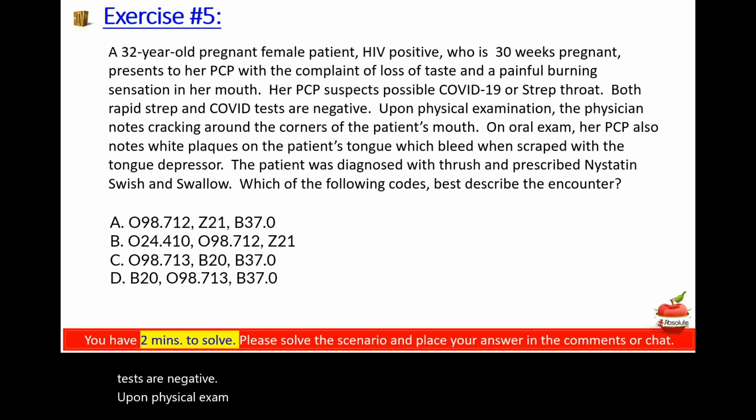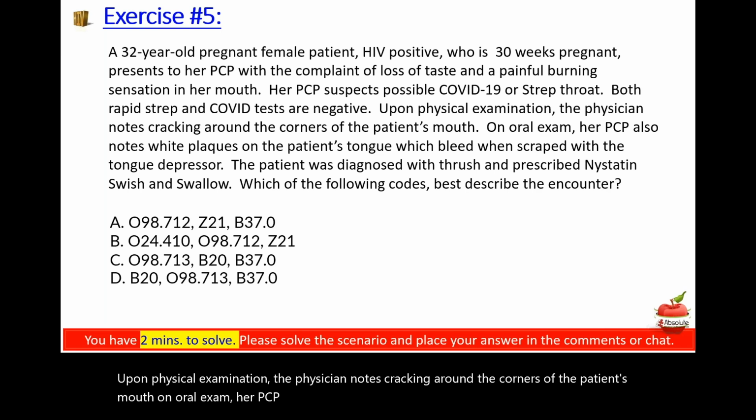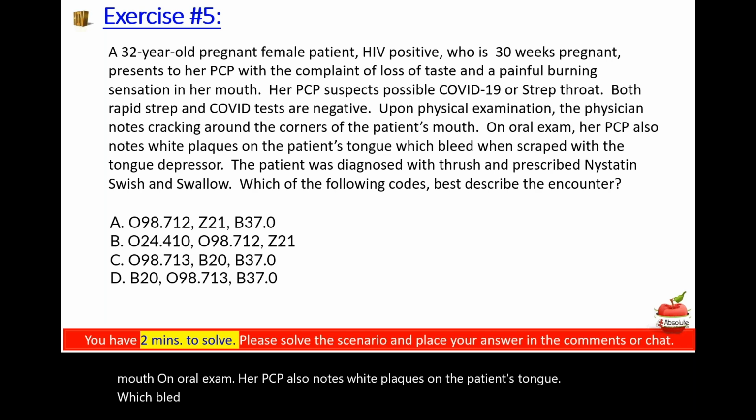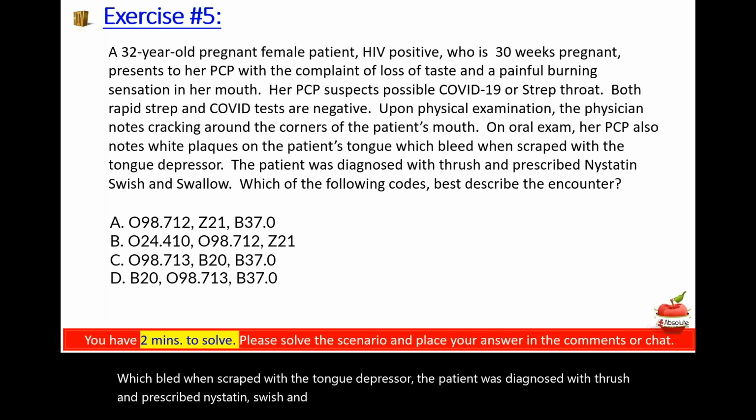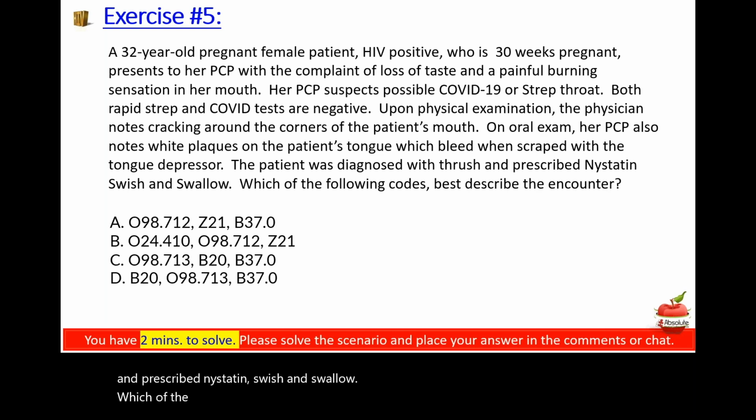Upon physical examination, the physician notes cracking around the corners of the patient's mouth. On oral exam, her PCP also notes white plaques on the patient's tongue, which bled when scraped with the tongue depressor. The patient was diagnosed with thrush and prescribed nystatin, swish and swallow. Which of the following best describes the encounter? All right, your time begins now.